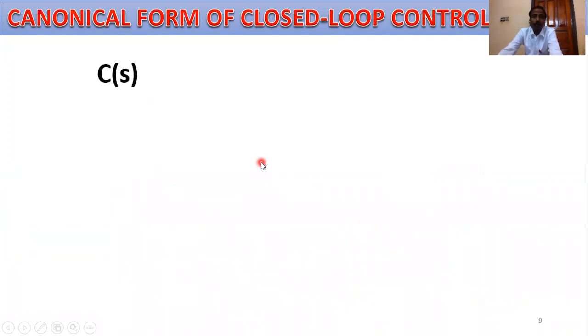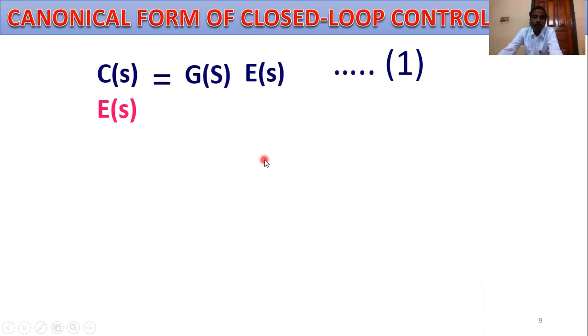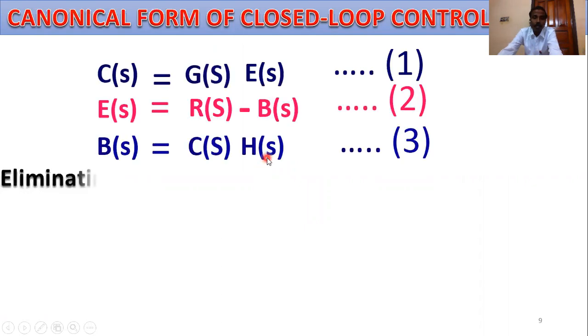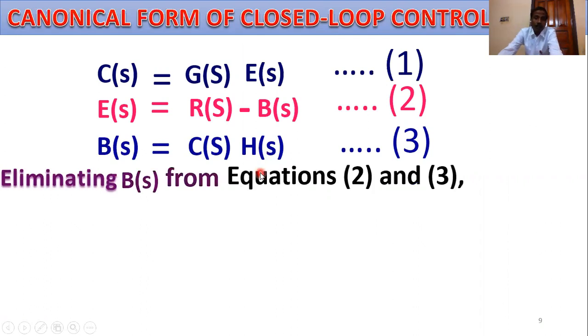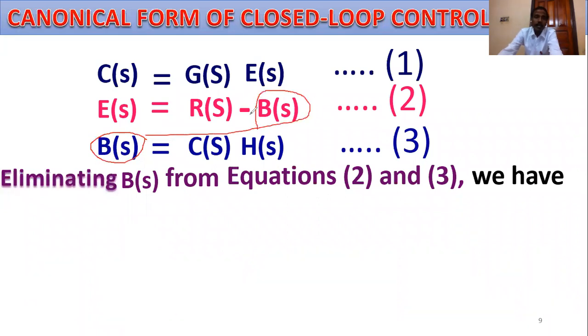So for the canonical form of the closed loop system, this is equation number 1, this is equation number 2, and this is equation number 3. Eliminating B(s) from equations 2 and 3. So our first target is to eliminate B(s).